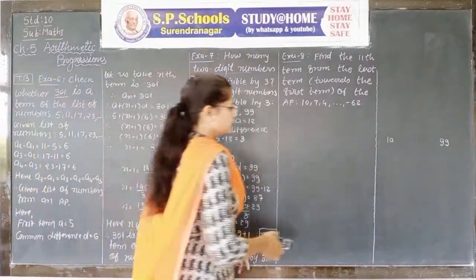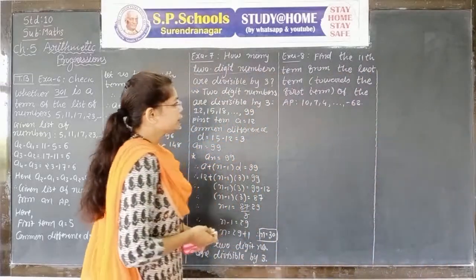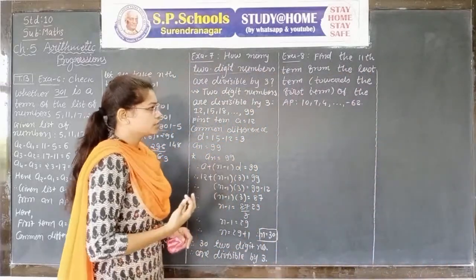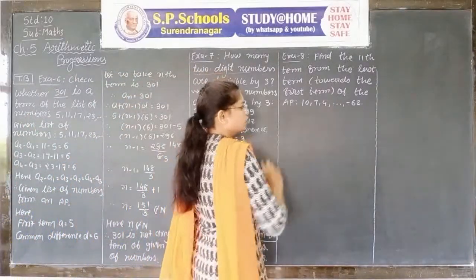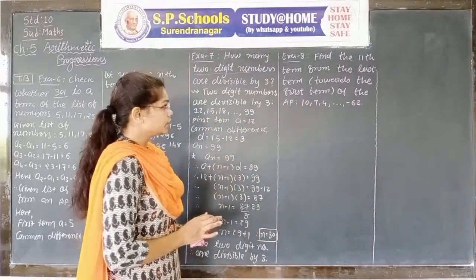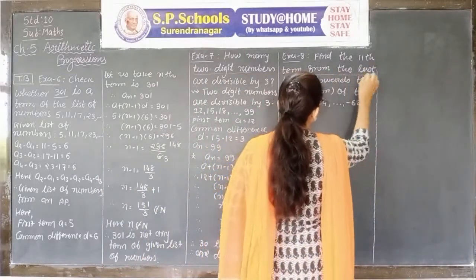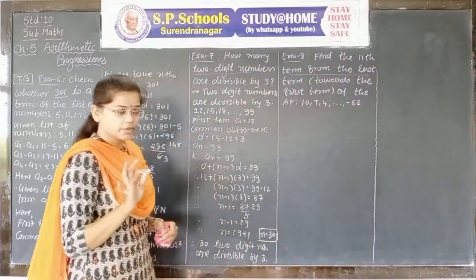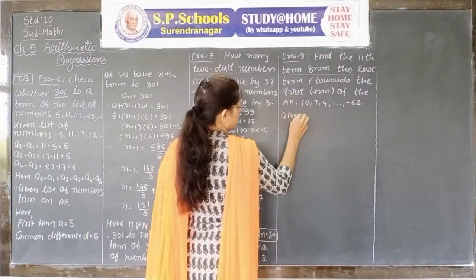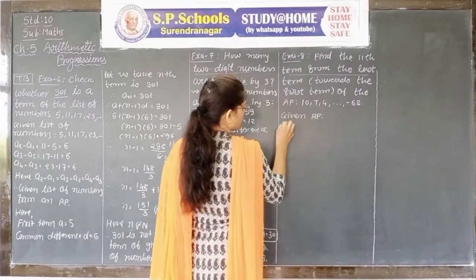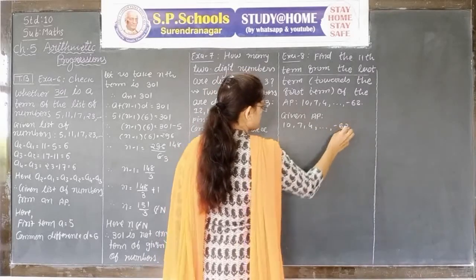Let's see example number 8. Find the 11th term from the last term towards the first term of the AP 10, 7, 4 up to minus 62. It is also a finite AP. It is an important example because we need to find the 11th term from the last, not the 11th term from the start. Given AP: 10, 7, 4 up to minus 62.